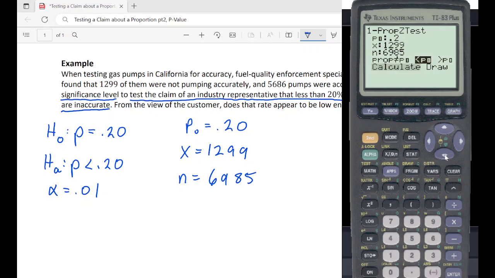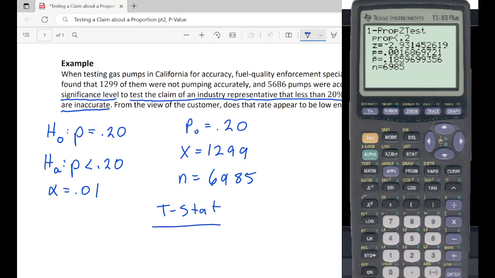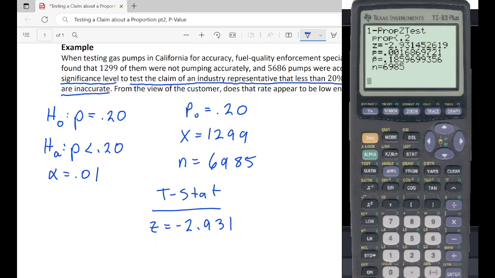And then go down to Calculate, hit enter again, and we're going to get a test statistic here of negative 2.931. So z equals negative 2.931. And we also have a p-value of 0.0017.